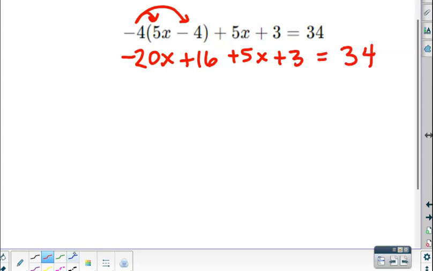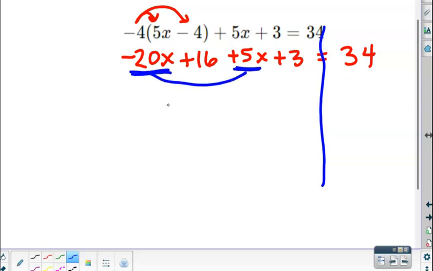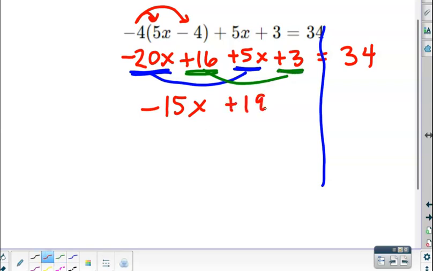Look carefully at the longer side. See if there are any like terms that you can combine together, and combine carefully. -20x plus 5x is -15x. And then my constants, +16 and +3, make +19.